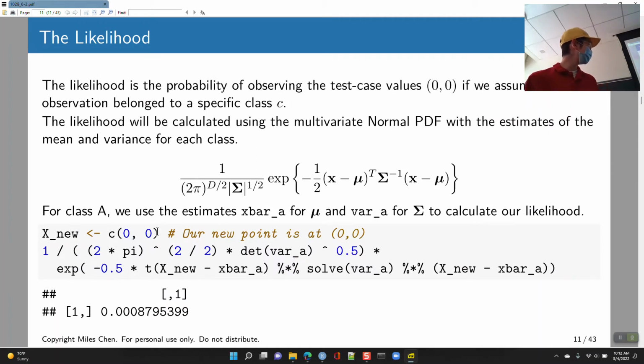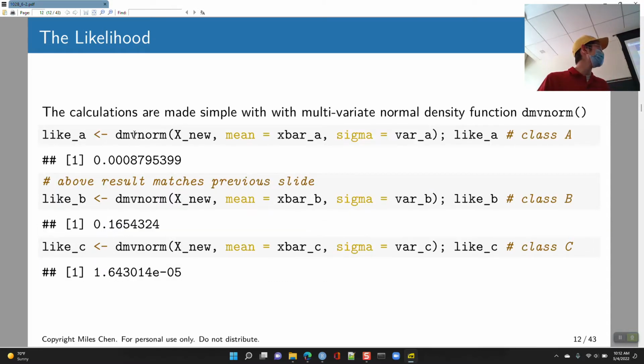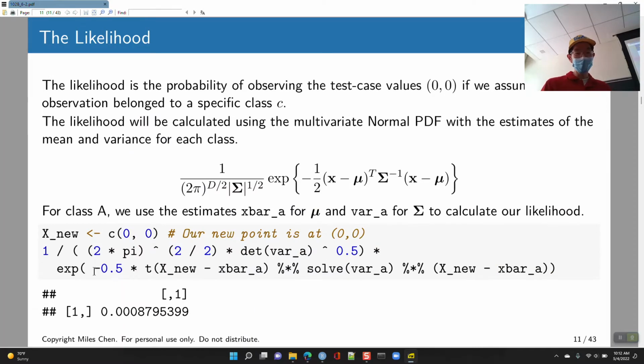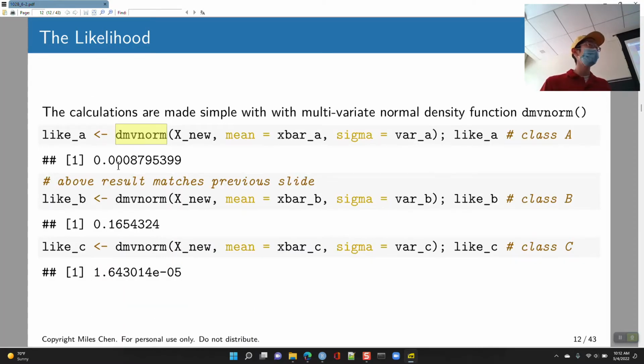If it belonged to class A, what's the likelihood of getting that observation using X bar A and the variance A, the values we estimated? And it comes back and says it's 0.000879. Thankfully for us, there is the function multivariate normal density, and you don't have to do all of this, and you get the same exact number. Okay, so that's nice.